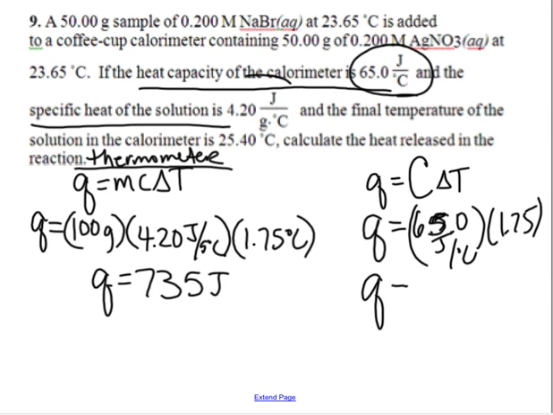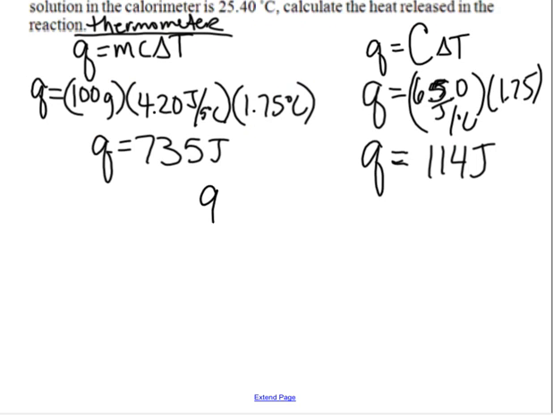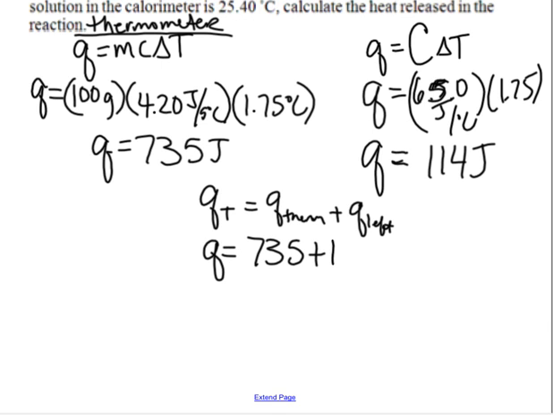So how much heat is leaving the calorimeter? 114. 114 joules leaves. All right. So to get our total, we look at the heat that went to the thermometer plus the heat that left, right? So Q is equal to 735 plus 114. So how many joules? 849 joules.